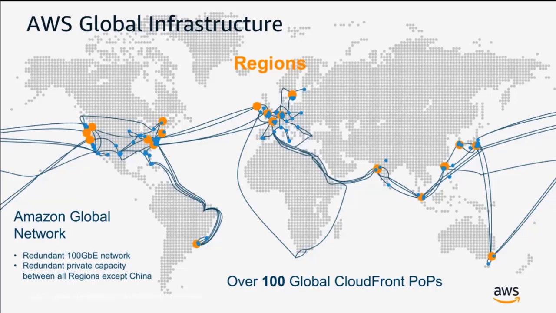The interconnect between these regions uses not just the public internet, but the Amazon Global Network as well. So the Amazon Global Network is a redundant 100 gig network that runs between all of our regions, and then even in a redundant capacity between a number of our regions, and provides private capacity between all regions except for the regions located in China.